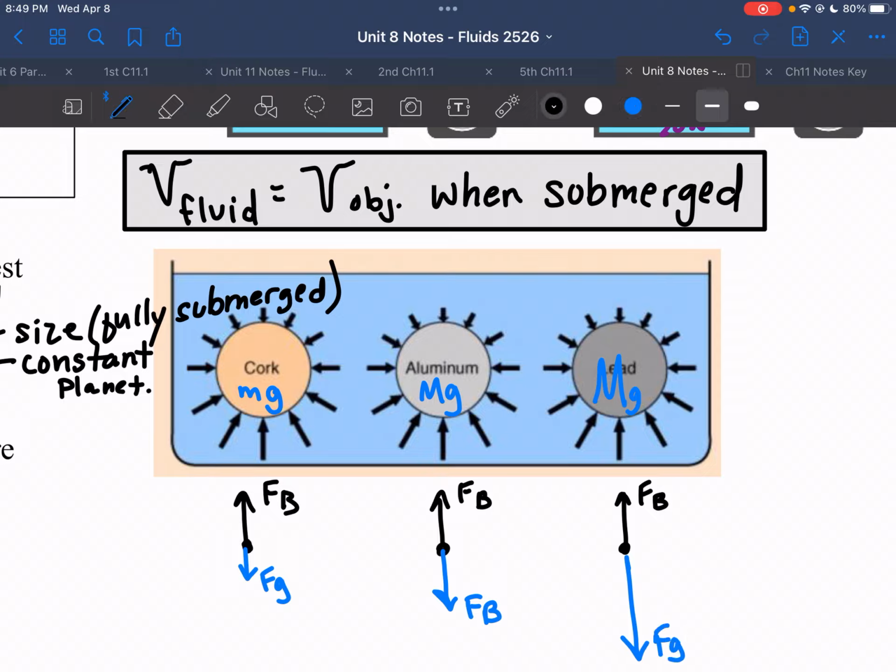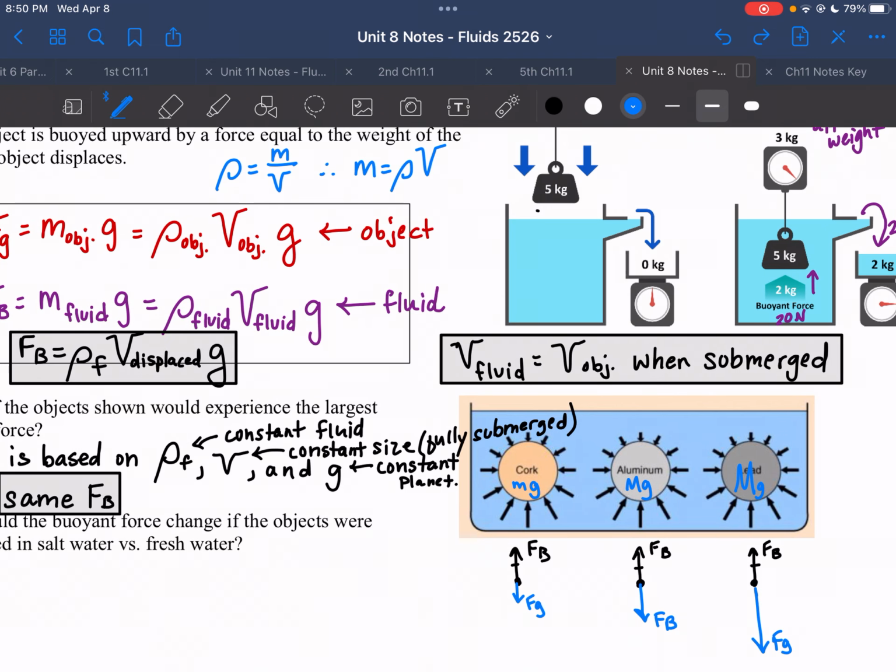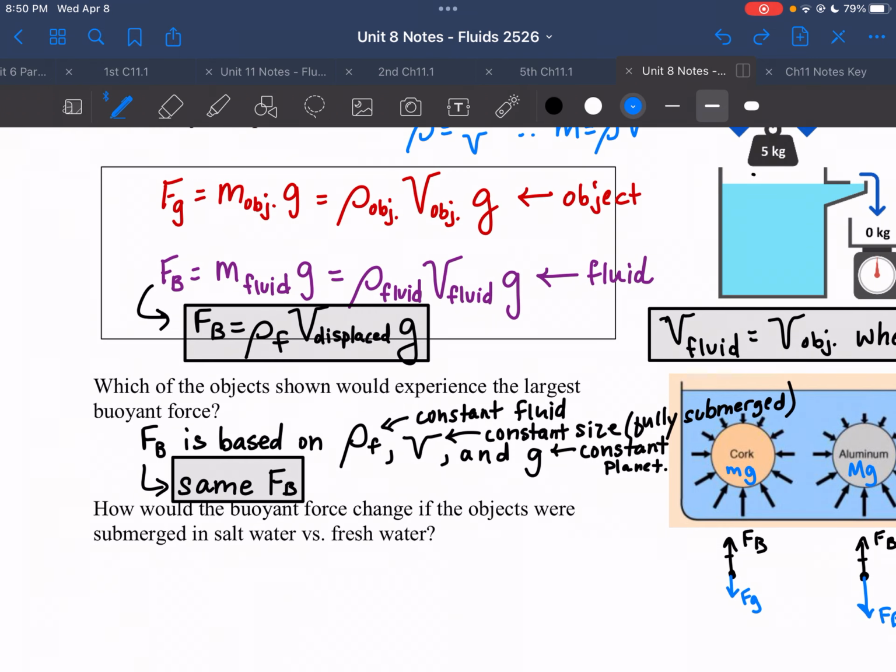And so because they have different weight forces, we will experience different accelerations. Where this guy might have a net force that accelerates up, this guy might have one that's barely down, and this guy will have a huge one that goes down. So each one of these will experience a little bit different weight. And that's why we have the sinking and the floating.